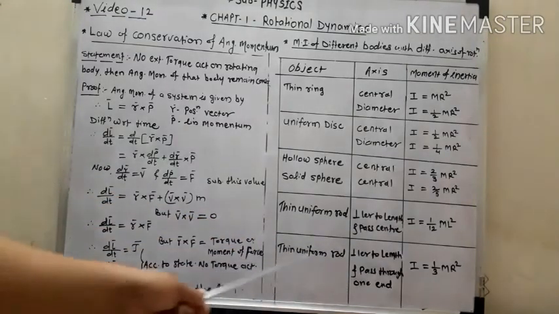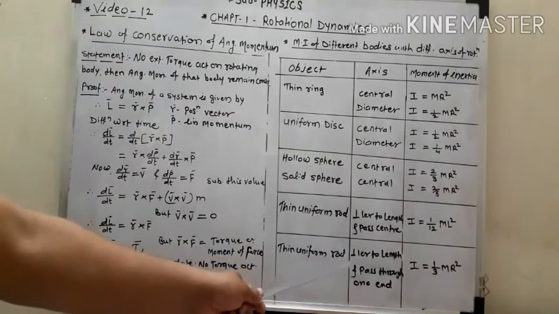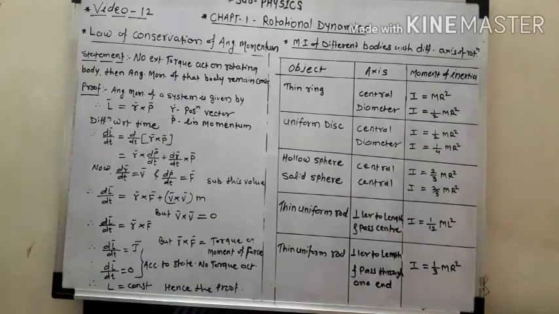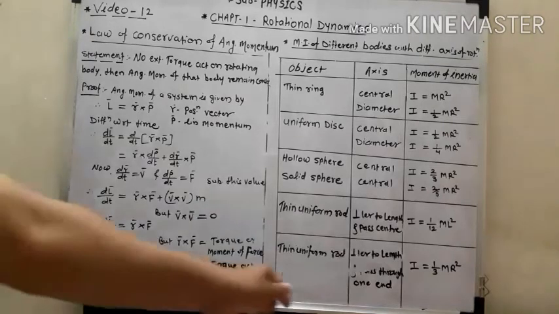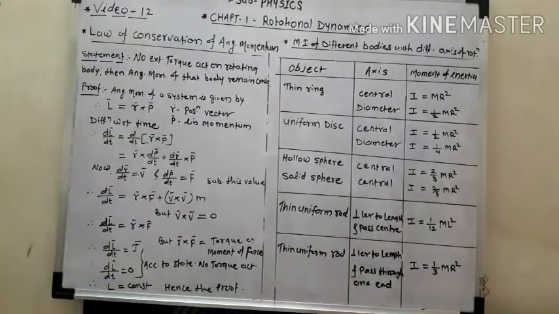Also, for this thin uniform rod perpendicular to its length and passing through one end of the rod, not through the center, its MI is given by I is equal to 1/3 ml square. This is the MI for the thin uniform rod perpendicular to its length and passing through one end. These are the formulas for different bodies with different axes of rotation.